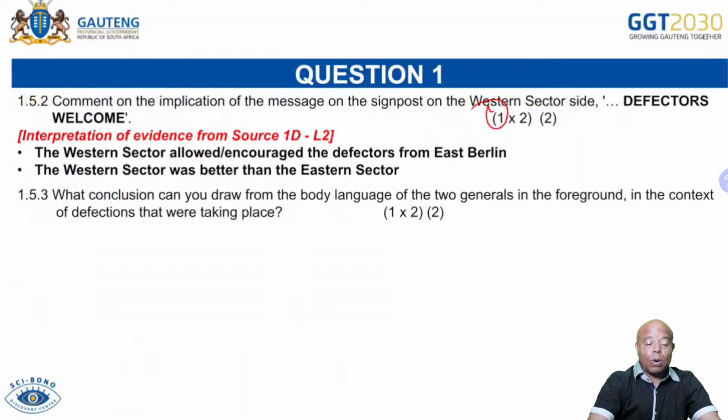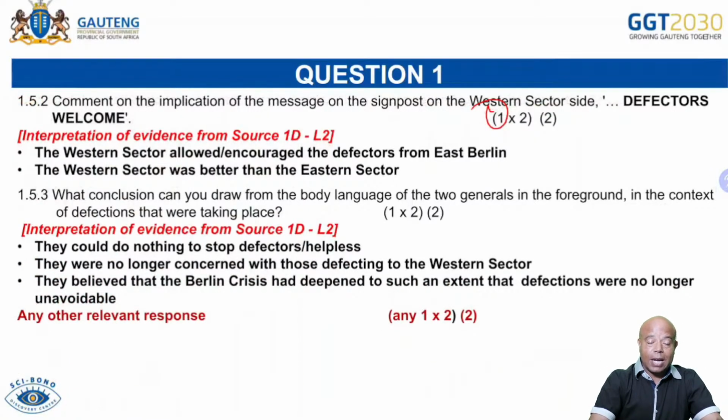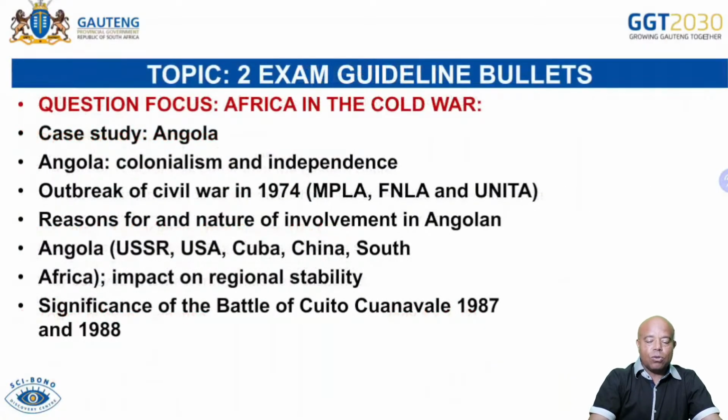1.5.3. What conclusion can you draw from the body language of the 2 generals in the foreground, in the context of the defections that were taking place? The mark allocation is 1 times 2. The answers are as follows. They could do nothing to stop defectors, meaning they were helpless. They were no longer concerned with those defecting to the Western sector. They believed that the Berlin crisis had deepened to such an extent that defections were unavoidable. Let's go to our next topic.